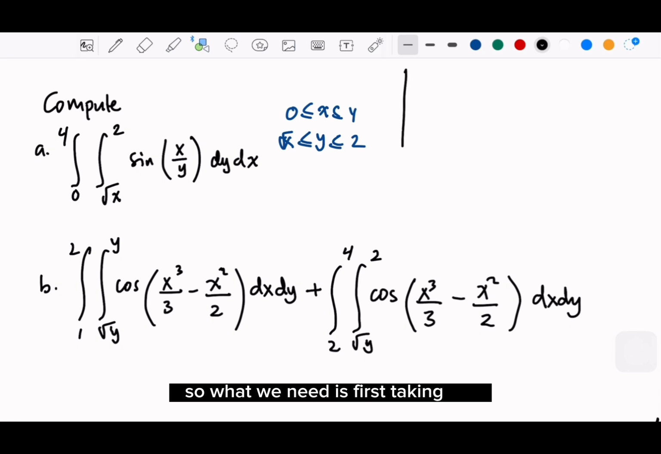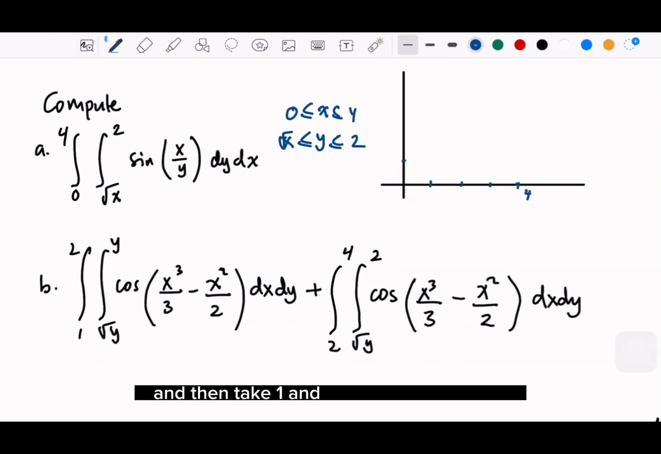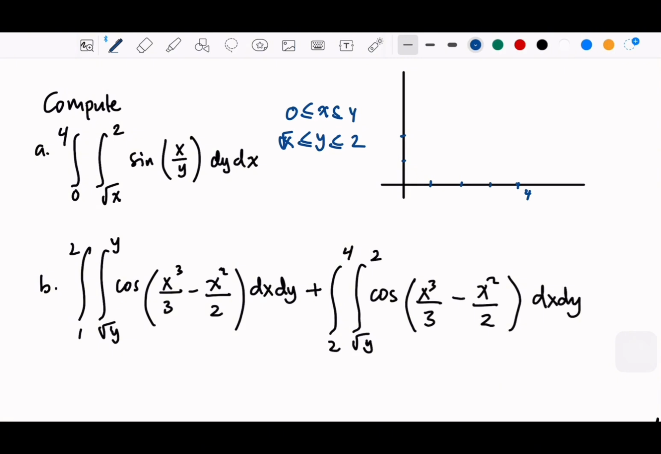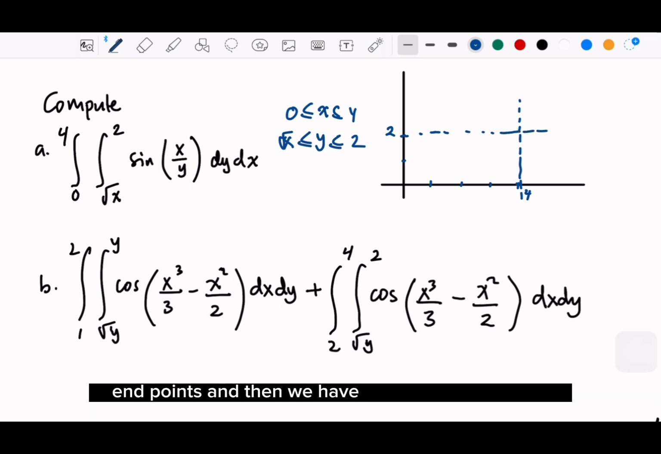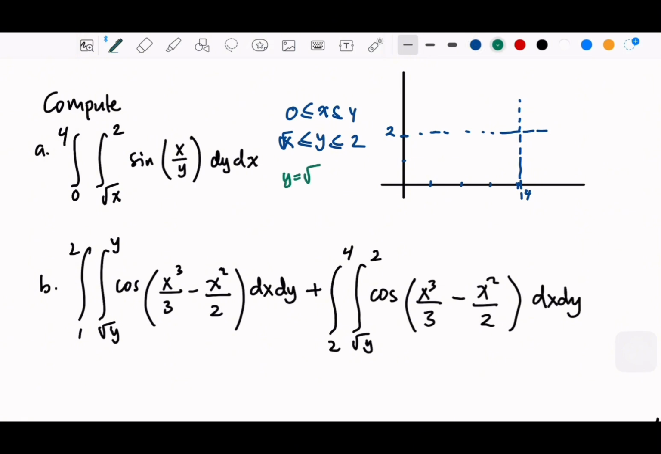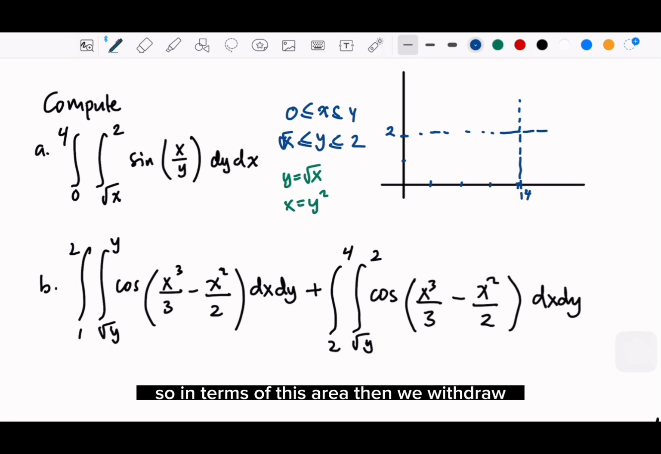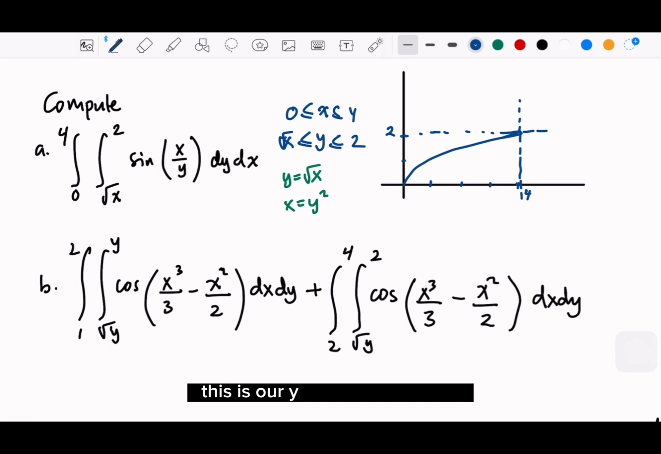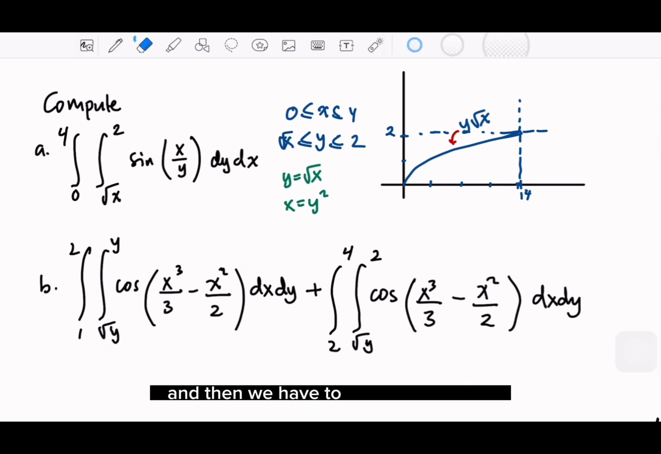So what we need is first taking the graphs. So let me take this 1, 2, 3, 4. Okay, so that's x equals 4. And then take 1 and 2 over there for the y. So let's make some dashed lines just to make sure that these are our endpoints. Okay, and then we have y equals square root of x, or we can say this is x equals y squared. So in terms of this area, then we draw this, our y equals square root of x, right? And then let me maybe define this.